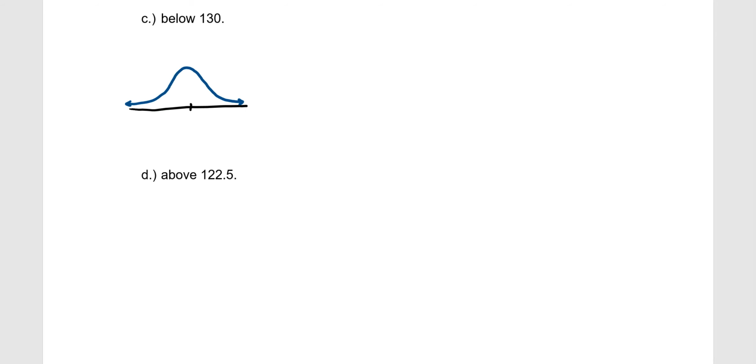So taking a look on the normal distribution, mean of 100, 130 is over here somewhere. And below 130 is going to be everything to the left of 130. So let's find the z-score. The z-score for 130 is 130 minus the mean divided by the standard deviation. That gives us +2, and I'm just going to round that to the nearest hundredth here. So we need the area to the left of that.